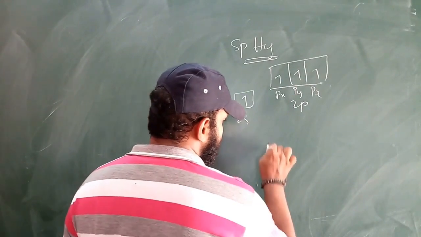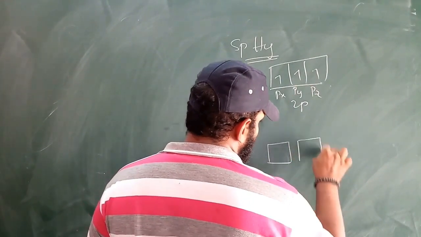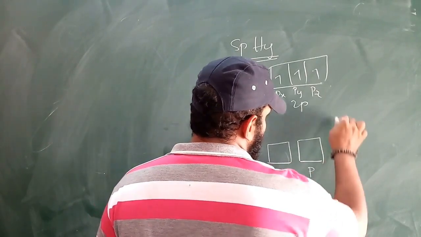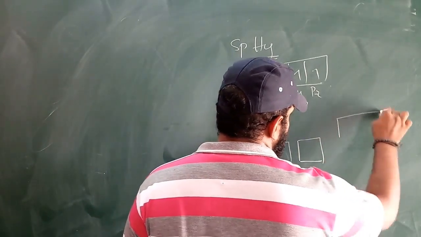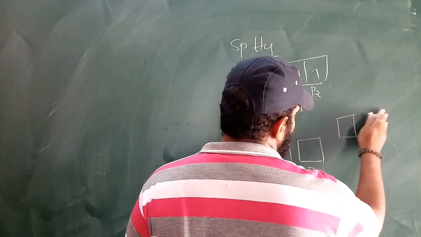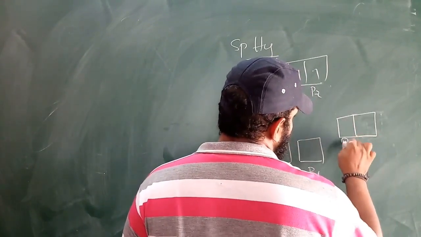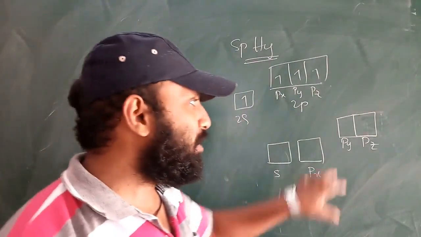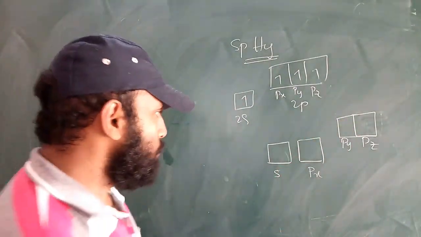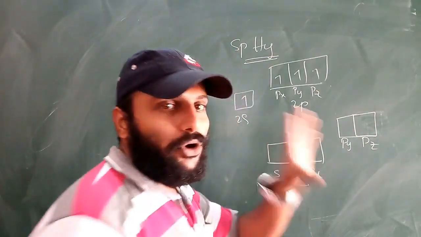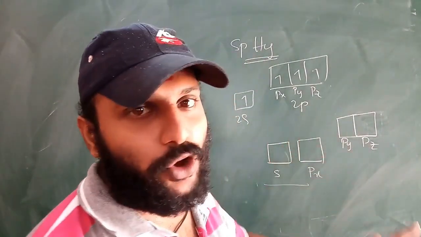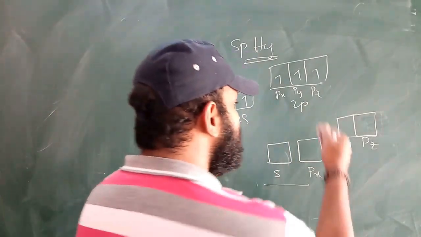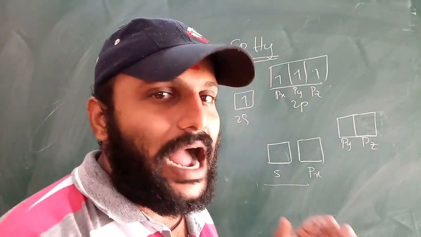So what can I write here? One s and one p. So here is the s orbital and this is the p orbital. The remaining two orbitals are what? Py and pz. These py and pz will be unhybridized orbitals. So among the 4 orbitals, 2 orbitals will go for hybridization, and 2 orbitals will be unhybridized. Whatever orbitals go for hybridization are called hybridized orbitals.